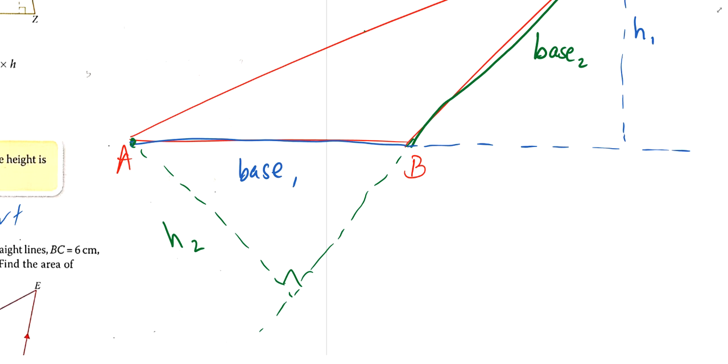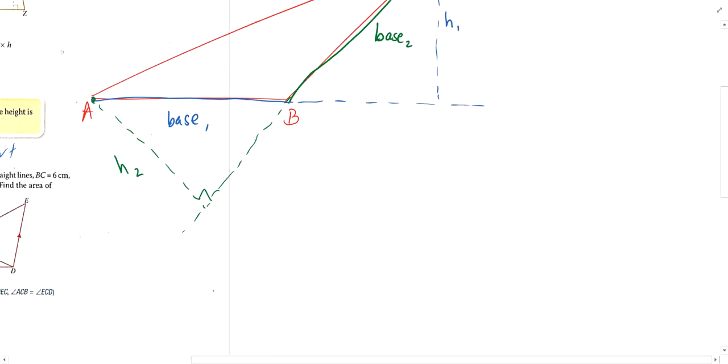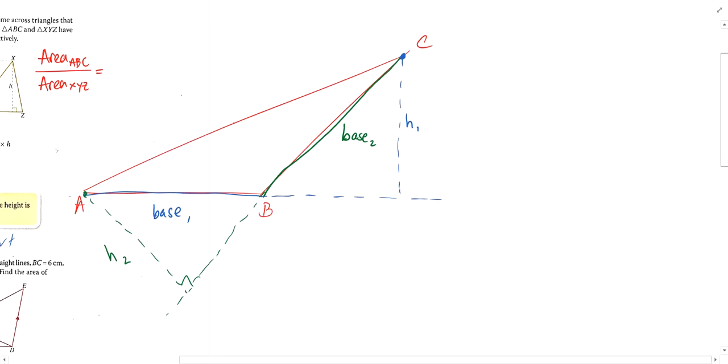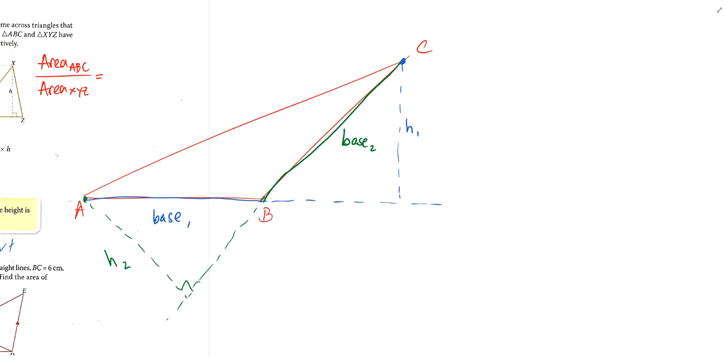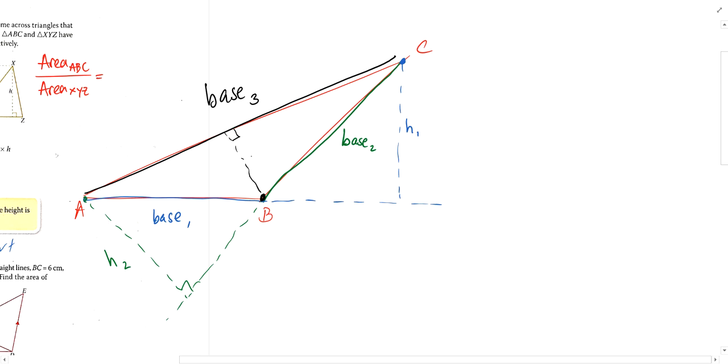Is there another base with height? Okay, where is it? AC. So this is my third base, base number 3. And where is my height? It must start from B, which was not used. So drop it down. This is my height number 3. All familiar with this? Okay, good.